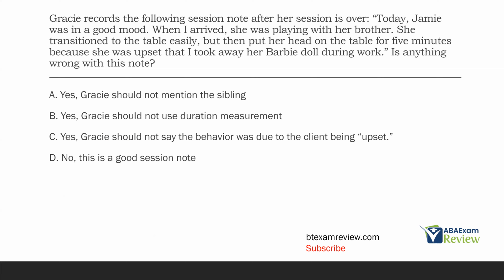What's the issue here, though? What did she do wrong? A, yes, Gracie did something wrong. Gracie should not mention the sibling. Well, no, that's good information, right? The sibling is part of the environment. Maybe it's part of the treatment plan. Nothing wrong with talking about how she interacted with the sibling. It's okay. B, yes, Gracie should not use duration measurement.